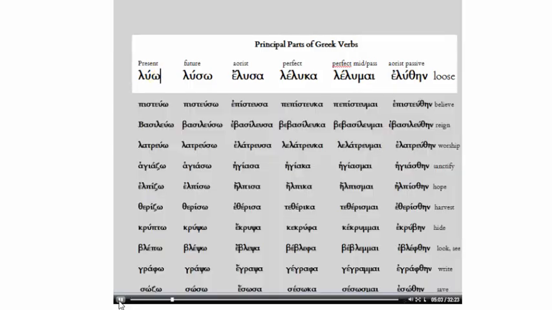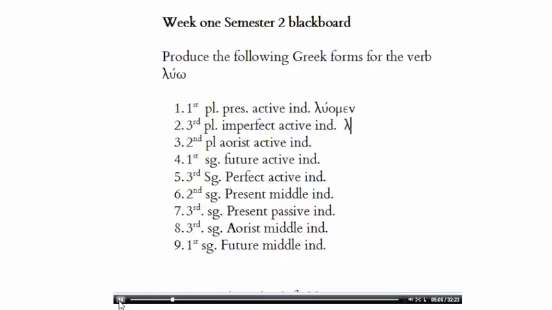Okay, so let's go ahead and start with that. Now the imperfect will have two features to it. One, it will be augmented. The second one is that it will have a secondary active ending. What are the secondary active endings? The secondary active endings are on, s, n, omen, ete, on. The third plural is going to be on. This is simply something you have to remember.